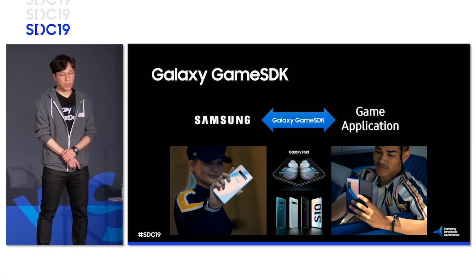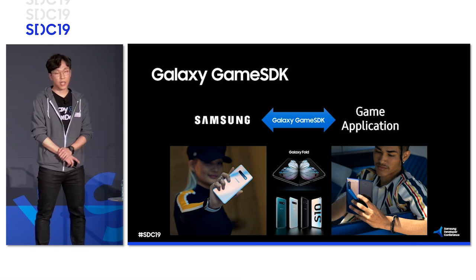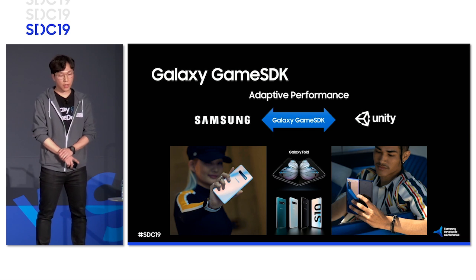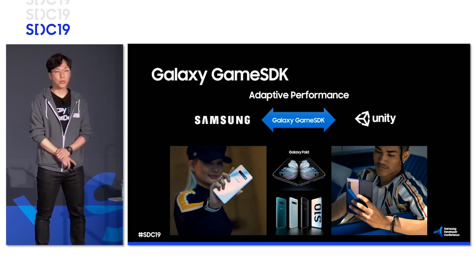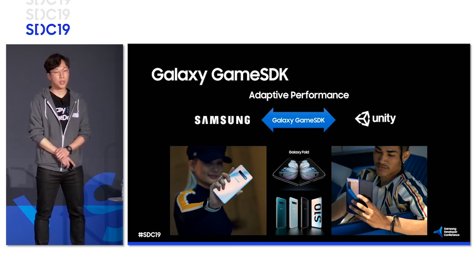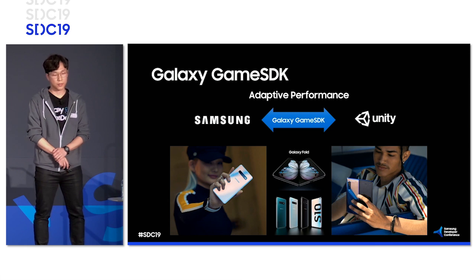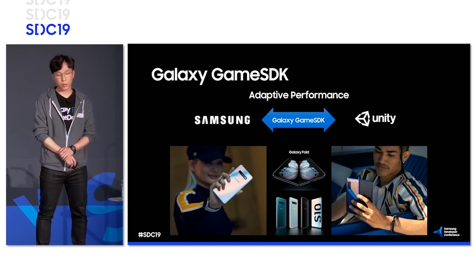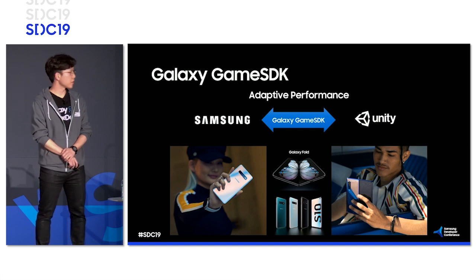GameSDK is supported from Galaxy S10, Note 10, Tab S6, and Galaxy Fold. And after the Android Q upgrade, the Galaxy devices will be supported, and new Galaxy devices will also be supported. Although Galaxy GameSDK can be used by individual game developers, we have developed Adaptive Performance in collaboration with Unity to make it easier and more convenient for many game developers who use Unity. So next, David will talk about the Adaptive Performance package and the Megacity demo.